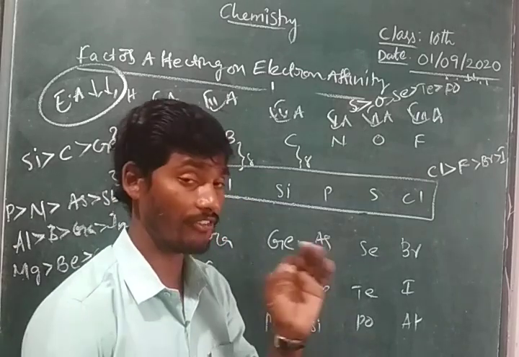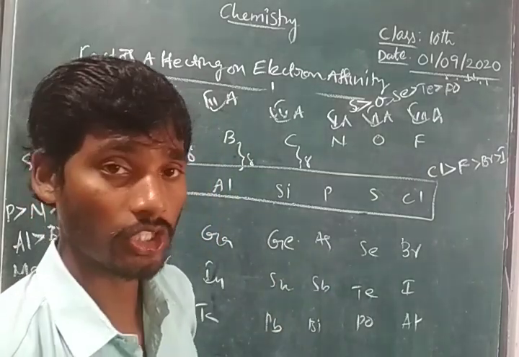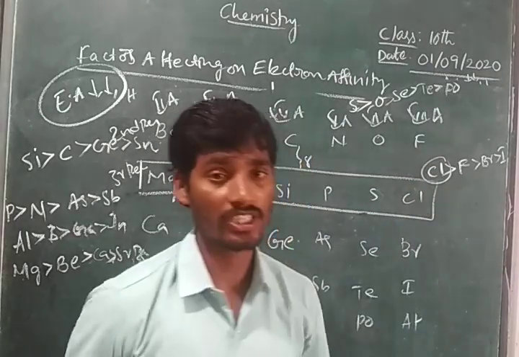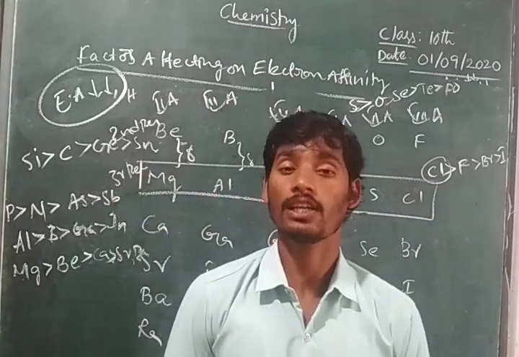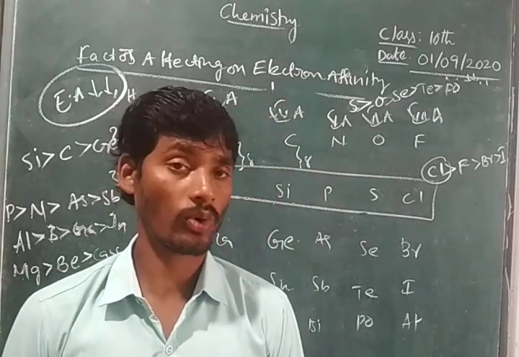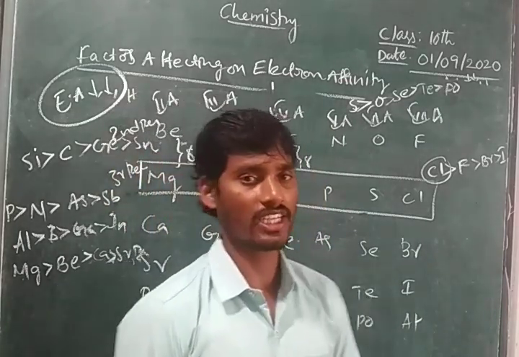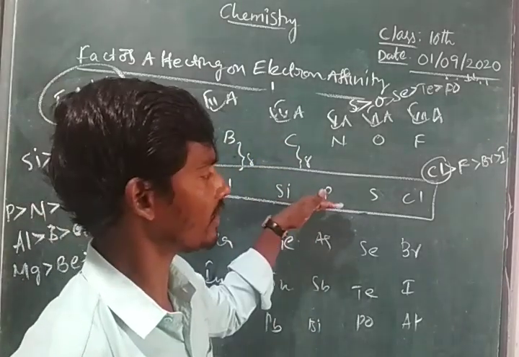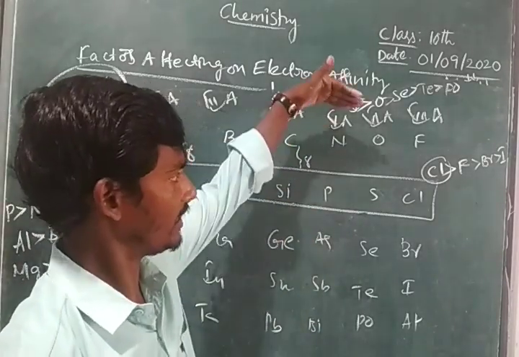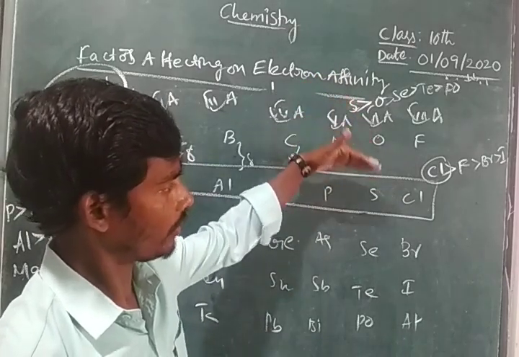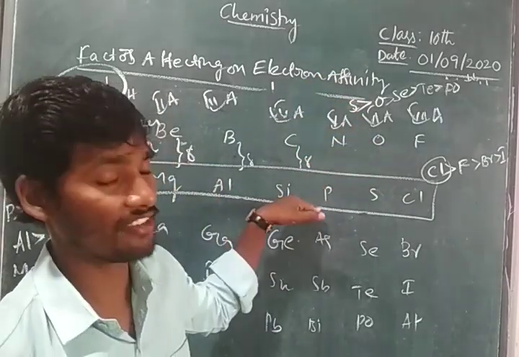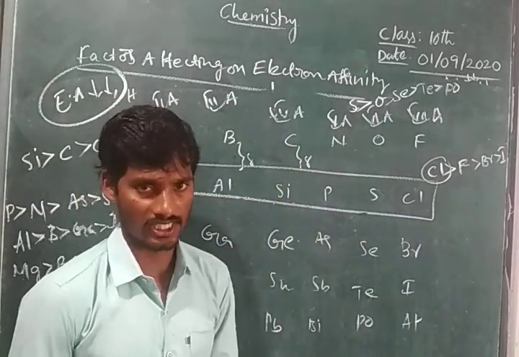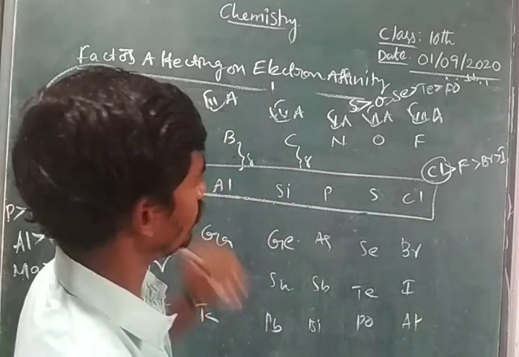Right, children? It's very important. In the periodic table, the highest electron affinity element is fluorine. So from top to bottom in groups there are some little changes: initially third period elements have more electron affinity than second period, and from there onwards it decreases. Okay, children, this is about groups.